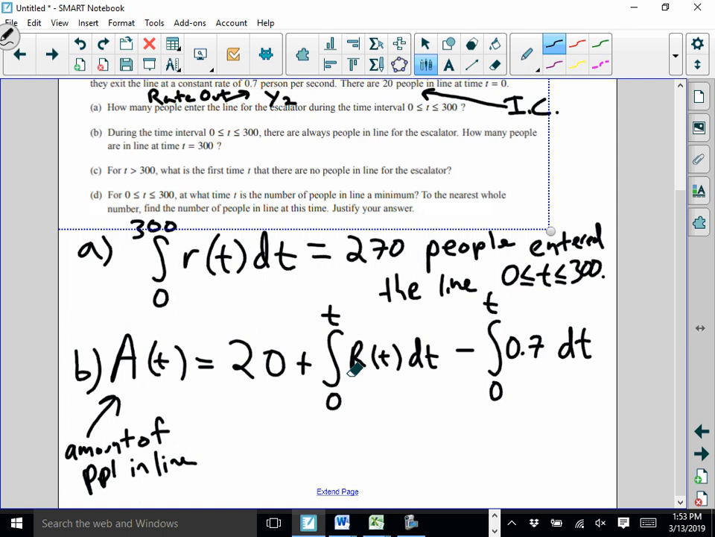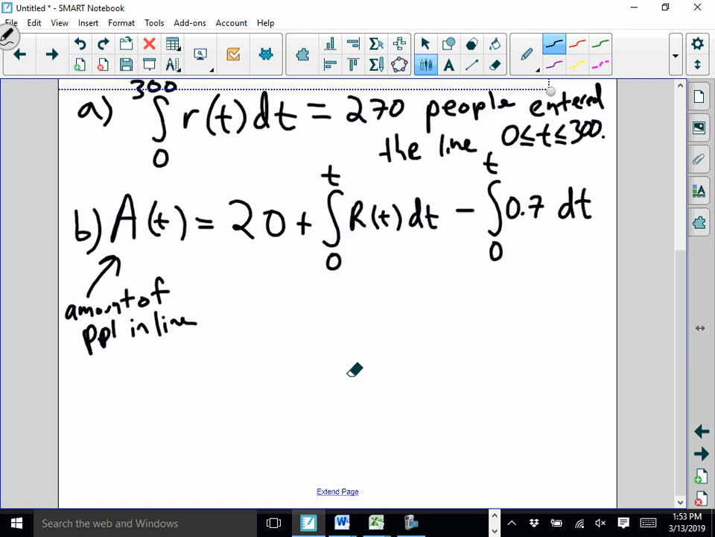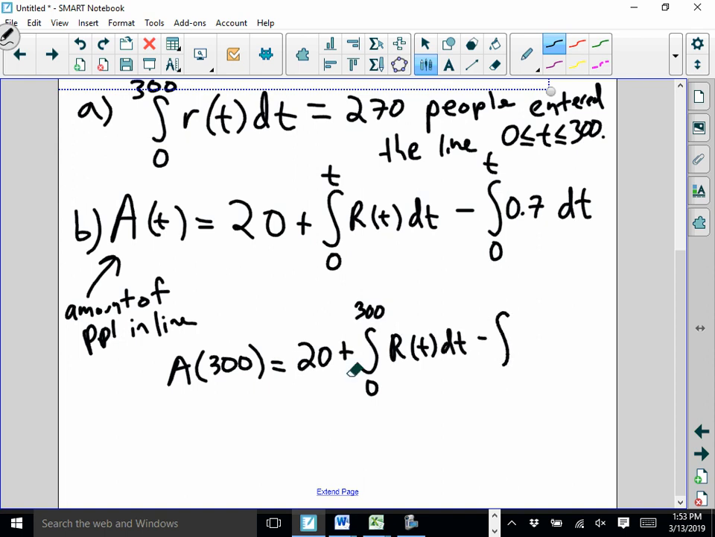Okay. So I want to know the amount of people in the line, specifically at t equals 300. So I'll say A of 300. By the way, you don't necessarily have to write this equation right now. You can go straight to what I'm writing now, which is A of 300 equals 20 plus integral 0 to 300 of r of t dt minus integral 0 to 300 of 0.7 dt.